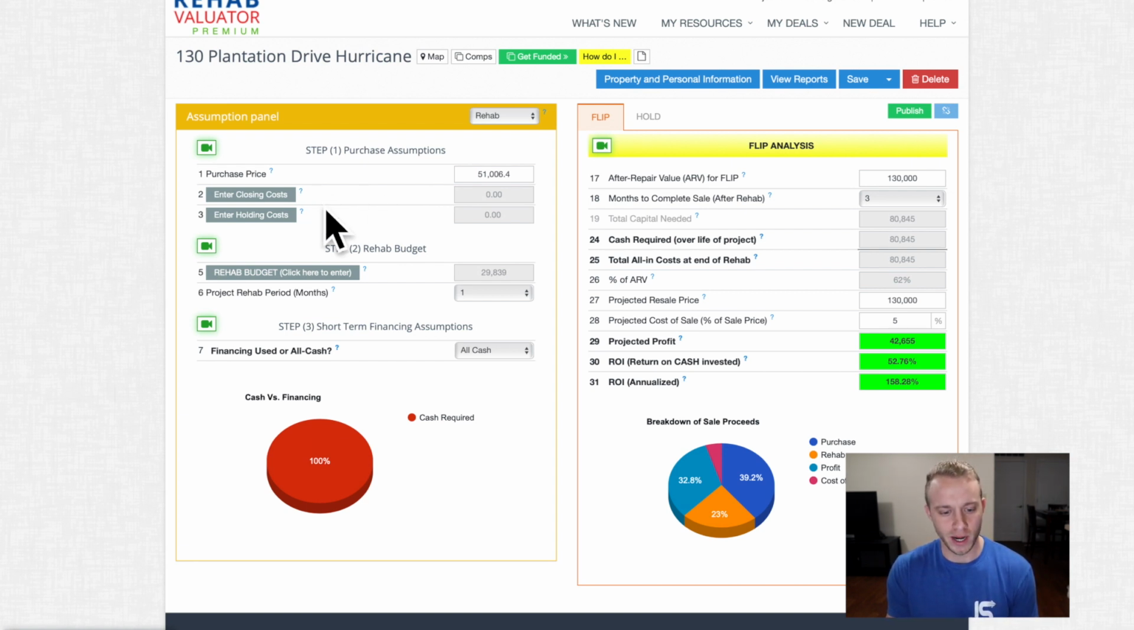So that's why we don't put in closing costs or holding costs, because our holding costs are actually inside of our rehab budget and our closing costs are actually inside of our purchase price. And this is on the buy-in. So we bought this house at auction for $51,006.40 to be exact.